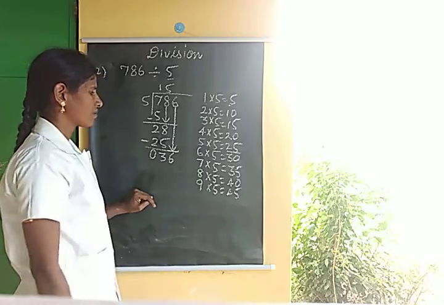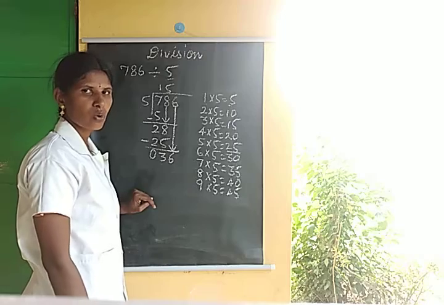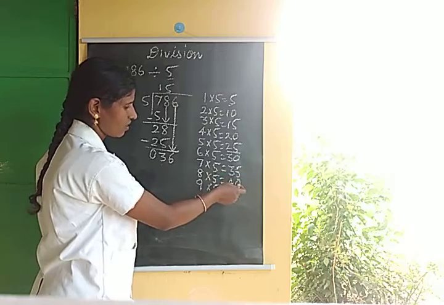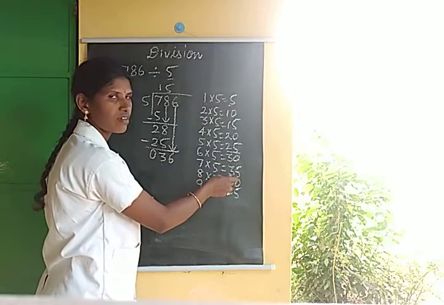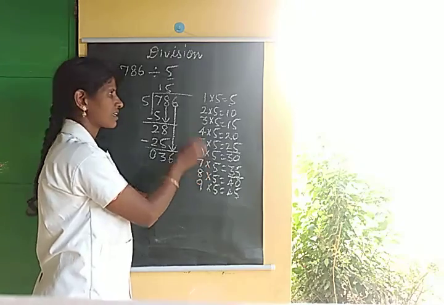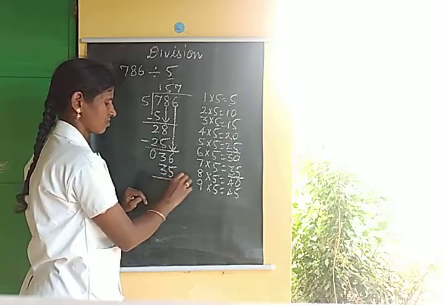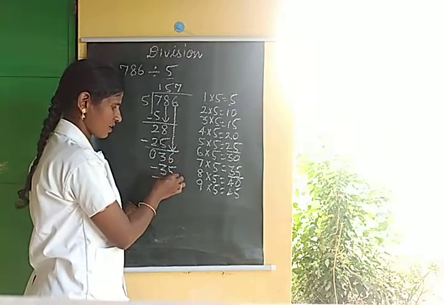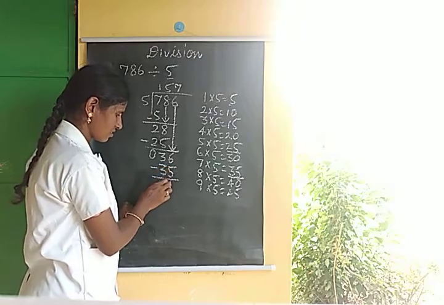Now, what is the number? 36. Is 36 there in the answer? No. Less than 36. 25, 30, 35, 40. 40 is more than 36. So before that, 35 is there. 35 is less than 36. How many times? 7 times. 7 5s are 35. Now subtract. 6 minus 5, 1. 3 minus 3, 0.